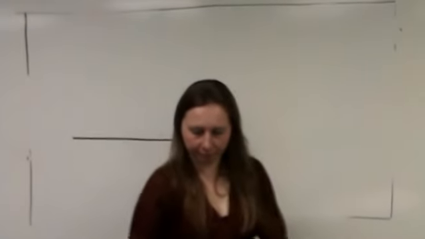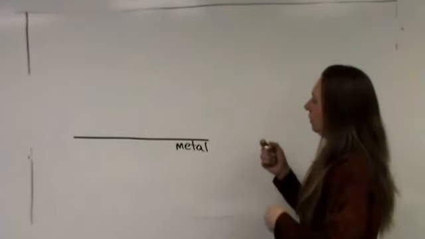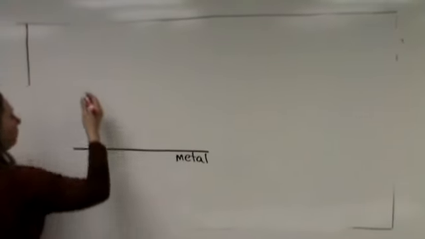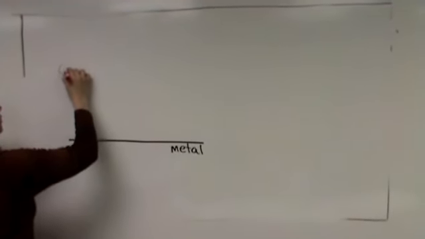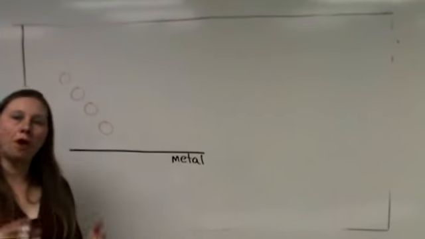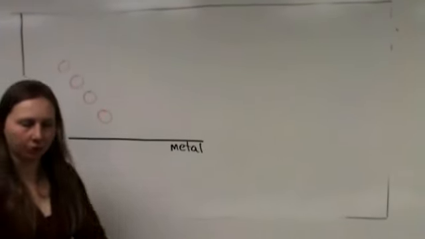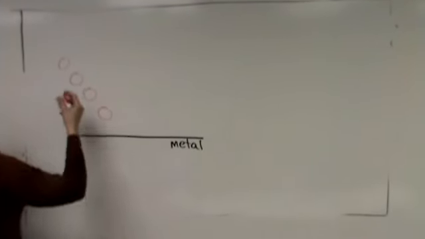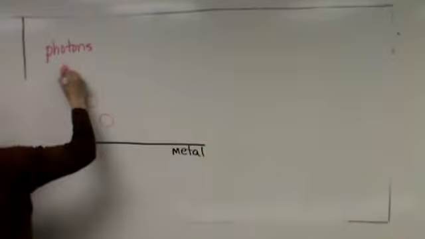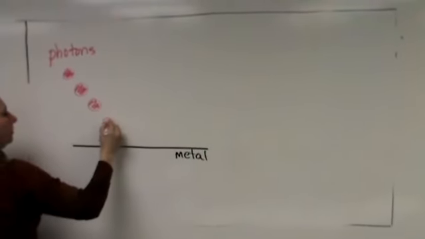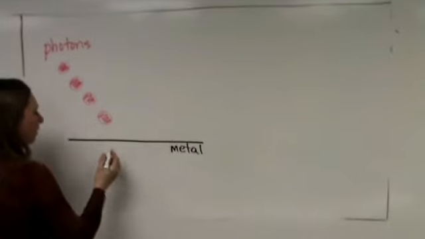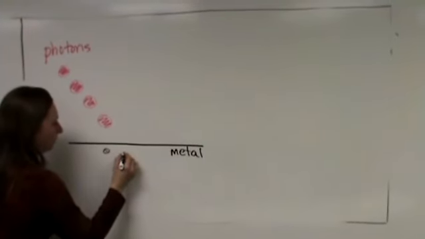And let's shine red light onto that piece of metal. Except, I'm going to draw the light as little photons instead of as waves. So these are photons, little particles of light. Now, in the metal, of course, there are electrons.